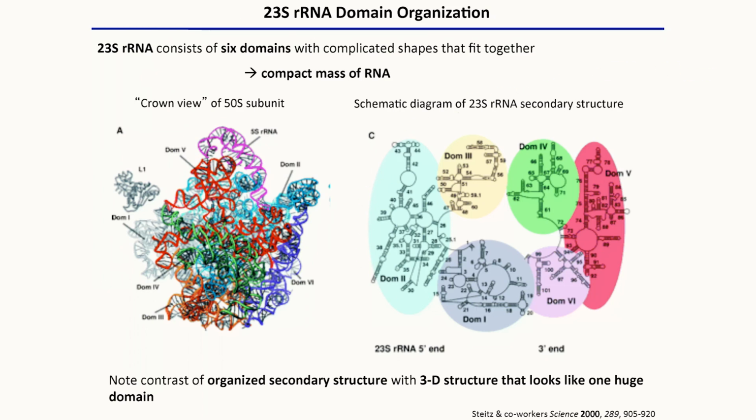And here is just a schematic diagram of this structure. If we take a look, we can see that there's domain 1, domain 2, 3, 4, 5, and 6. And on the left here, it's indicated where, in that crown view we just looked at, these domains are located. Okay? So there is organization, even though in that structure it looks like one compact mass of RNA.